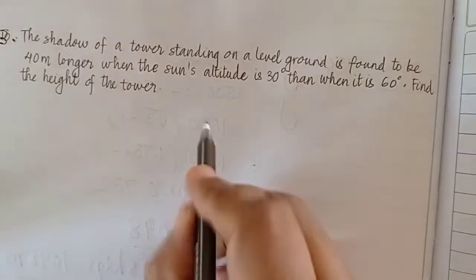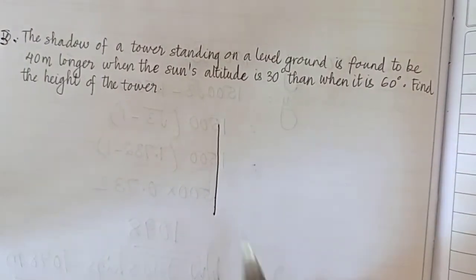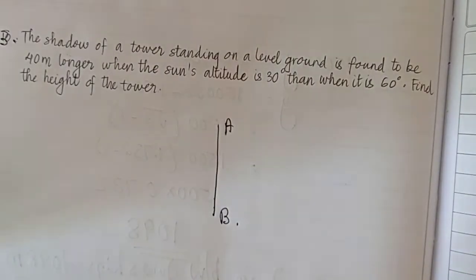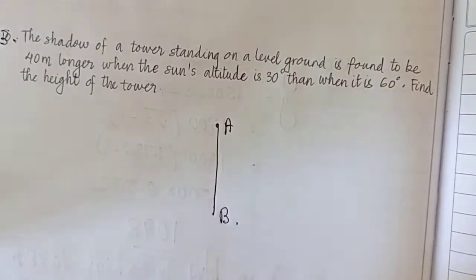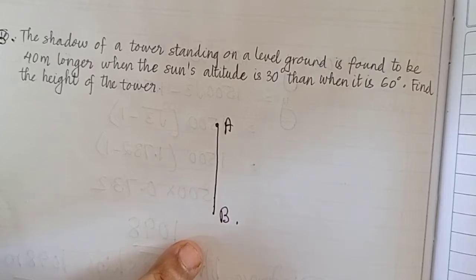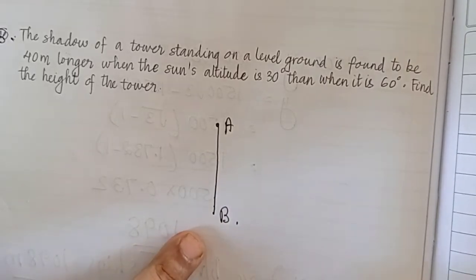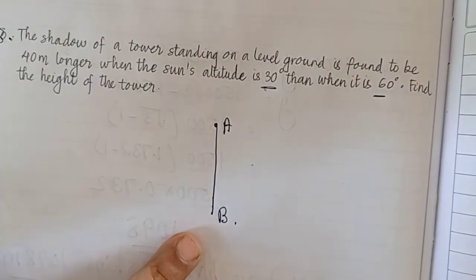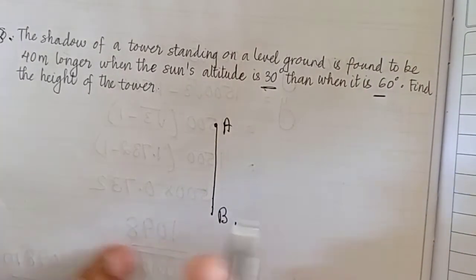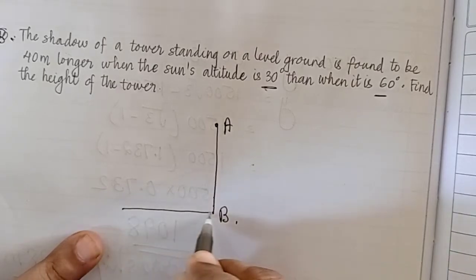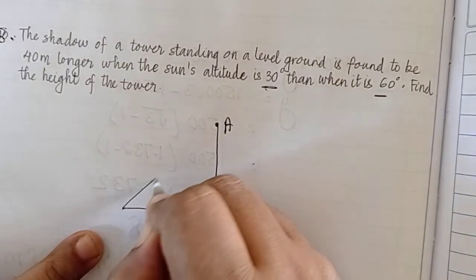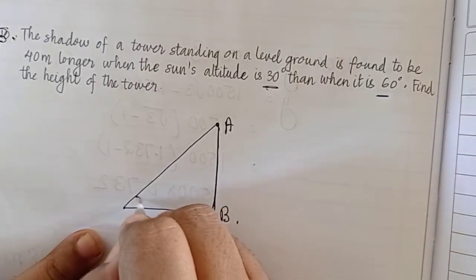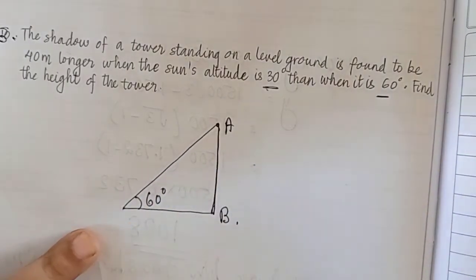The shadow of a tower. You can draw the tower like this. AB be the shadow of the tower, and we know that sun is here. Then this is the angle of elevation, and two angles are given. One is 30 and the other one is 60. I already told you, always draw the greater angle near to the vertical part. This AB is the vertical part. You have to mark the greater angle first.